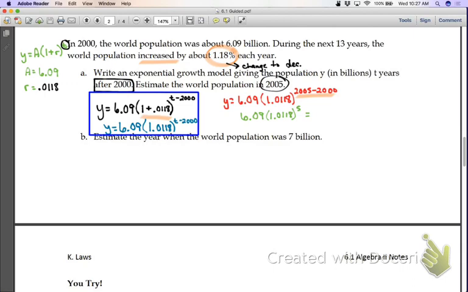Whenever I do that, it's 6 point. What did it say to round to? I'll round it to 2 decimal places since that's what the other one was. So 6.46 billion. So after 5 years, we didn't go up a full 500 million, but we were fairly close. We went up about 4/10.